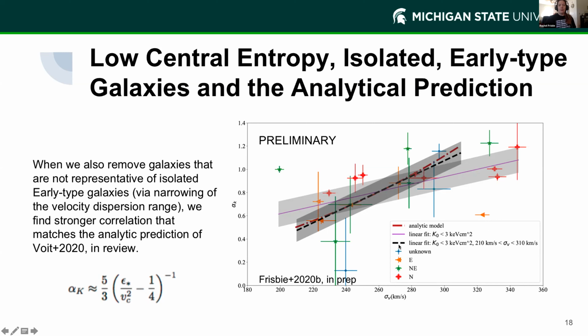So when we isolate this range of velocity dispersion, we find the correlation in the black dashed line here. So the correlation is once again a little bit stronger, but the most interesting thing here is the burgundy dashed dotted line is the analytic prediction, and we find that it actually matches the data very well over the area at which we would expect our best chance for a relationship between the entropy profile slope and the velocity dispersion.